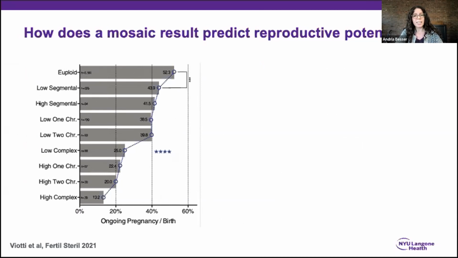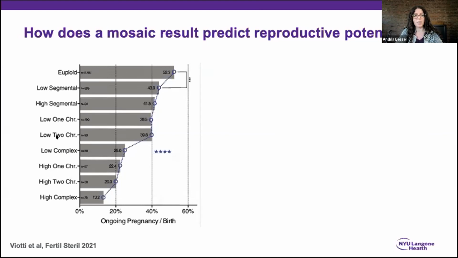The low level and high level refers to the percent of mosaicism. So in this study, low level was defined as under 50% aneuploid cells, and high level was over 50%. So the high level and low level segmentals didn't show any difference from each other, but were significantly different from euploid. And then next, the low level full chromosome, either one single chromosome or two, showed again no difference from the segmentals or from each other.